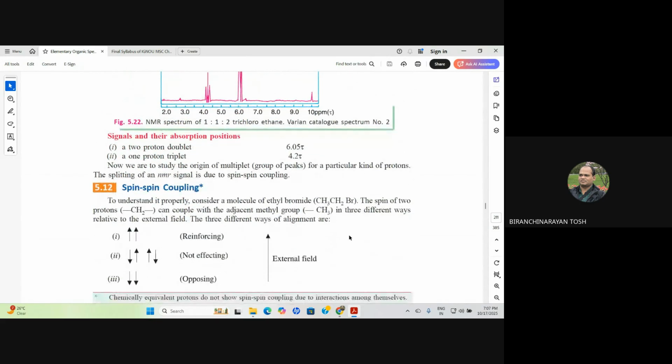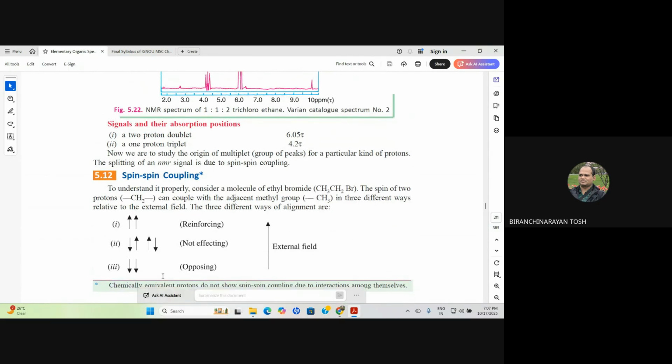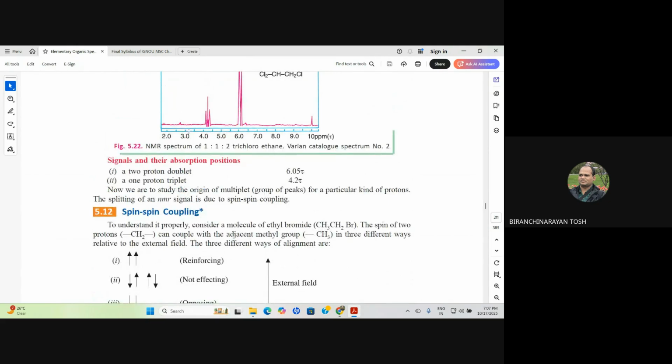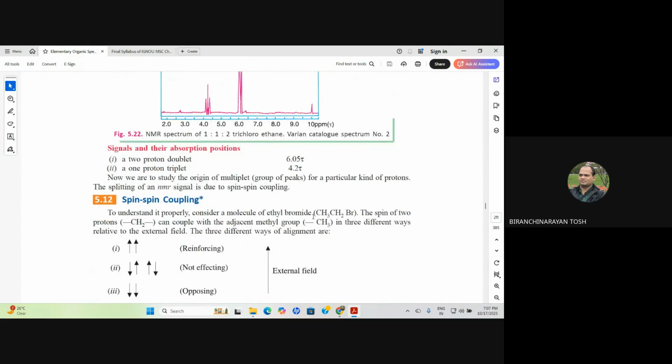Okay. Now, spin coupling. How will it couple? You can see, why do we get this doublet and triplet? That is due to spin coupling. The spin of one proton will interact with the spin of the neighboring proton. To understand it properly, let us consider a molecule, ethyl bromide, CH3 CH2 Br.